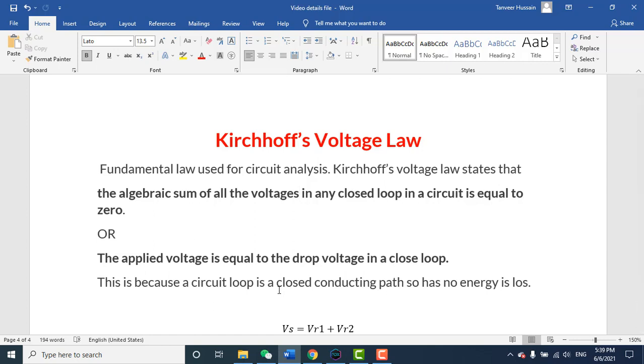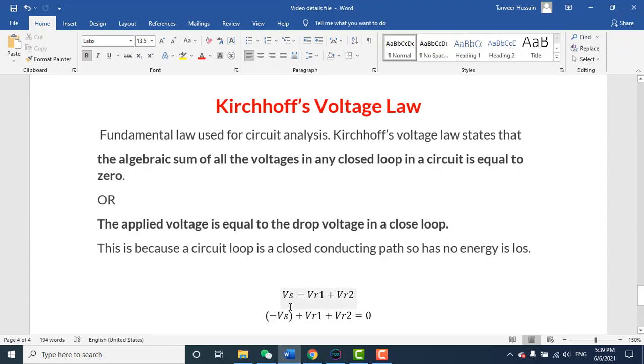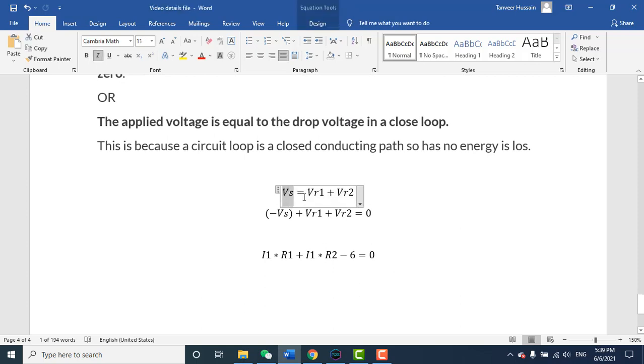So how can we write the equation of Kirchhoff's voltage law? If we consider this voltage as Vs, the voltage drop across R1 as VR1, and the voltage across R2 as VR2, we can write it like this: Vs is equal to VR1 plus VR2. Or the second way to write it is Vs plus VR1 plus VR2 is equal to 0.